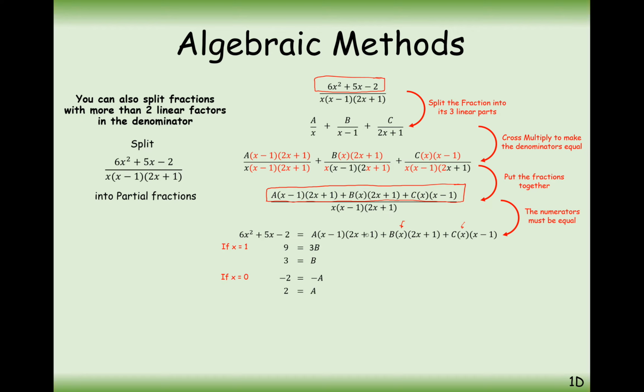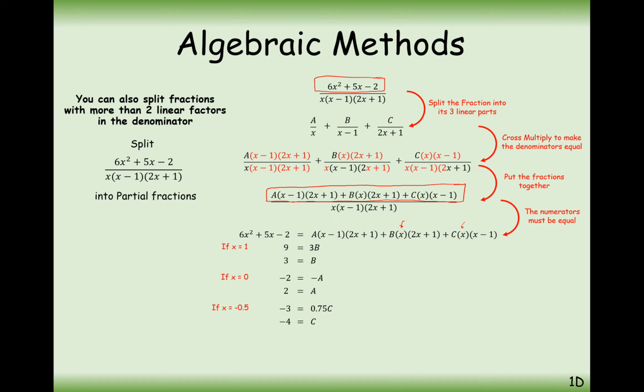Now for the 2x plus 1, what value of x will make this bracket equal 0? In this case, it's going to be x equals minus a half, and you may want to use your calculator for this section. Substituting in x equals minus a half across the board on all 4 terms, we're going to get minus 3 equals 0.75c. So doing minus 3 divided by 0.75, we get minus 4. So minus 4 is our value for c.